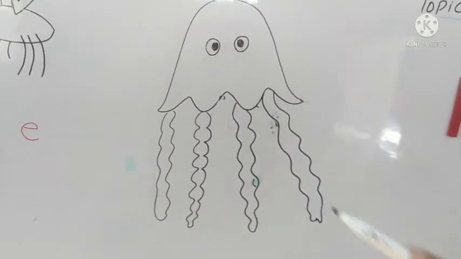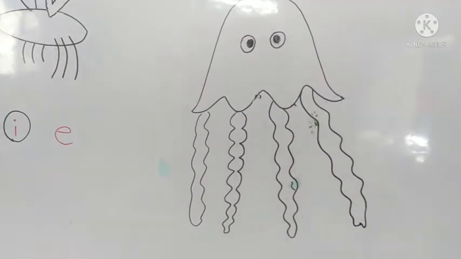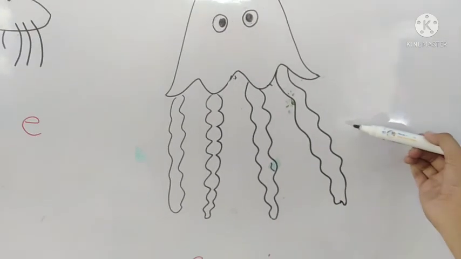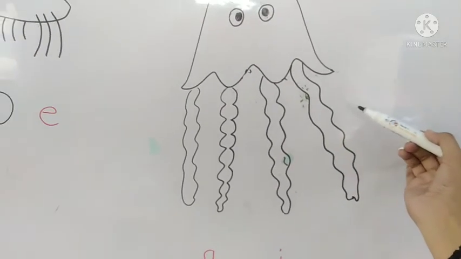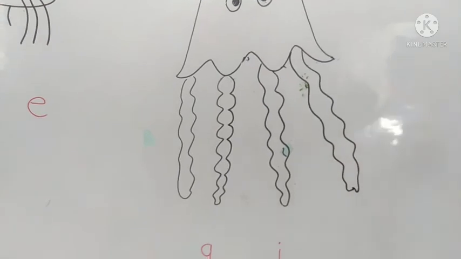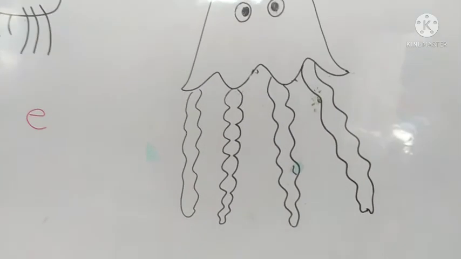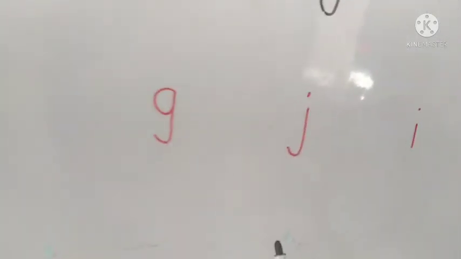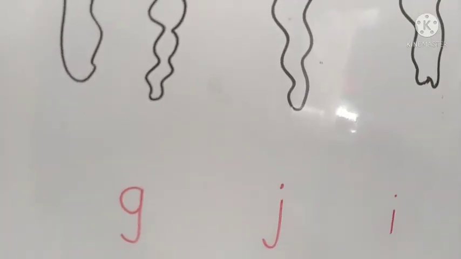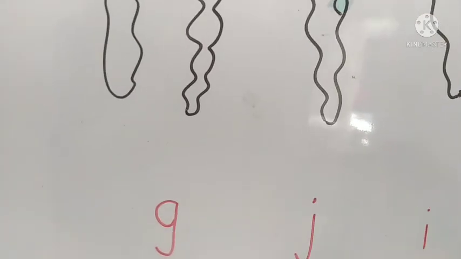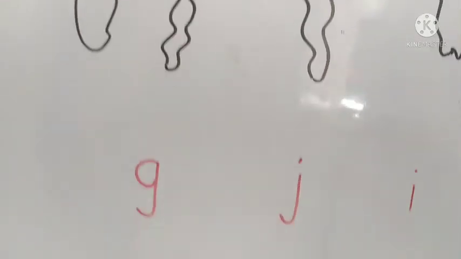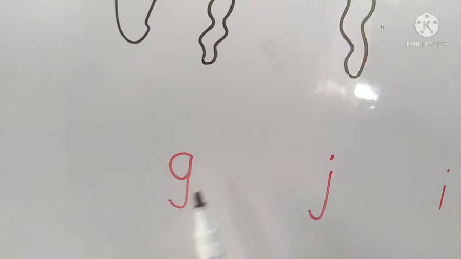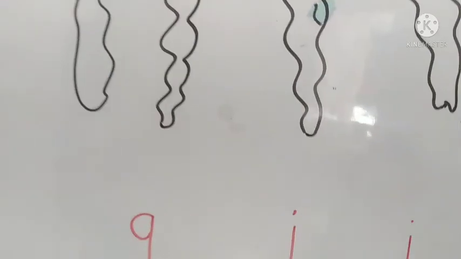Dear kids, this is the picture of a jellyfish, and can you tell me what is the initial phoneme? What is the initial sound of jellyfish? It's J. So let's find out this J sound from these letters. Dear kids, this is letter G. It starts with G, but its sound is G. This is not the correct letter. We have to find J sound.